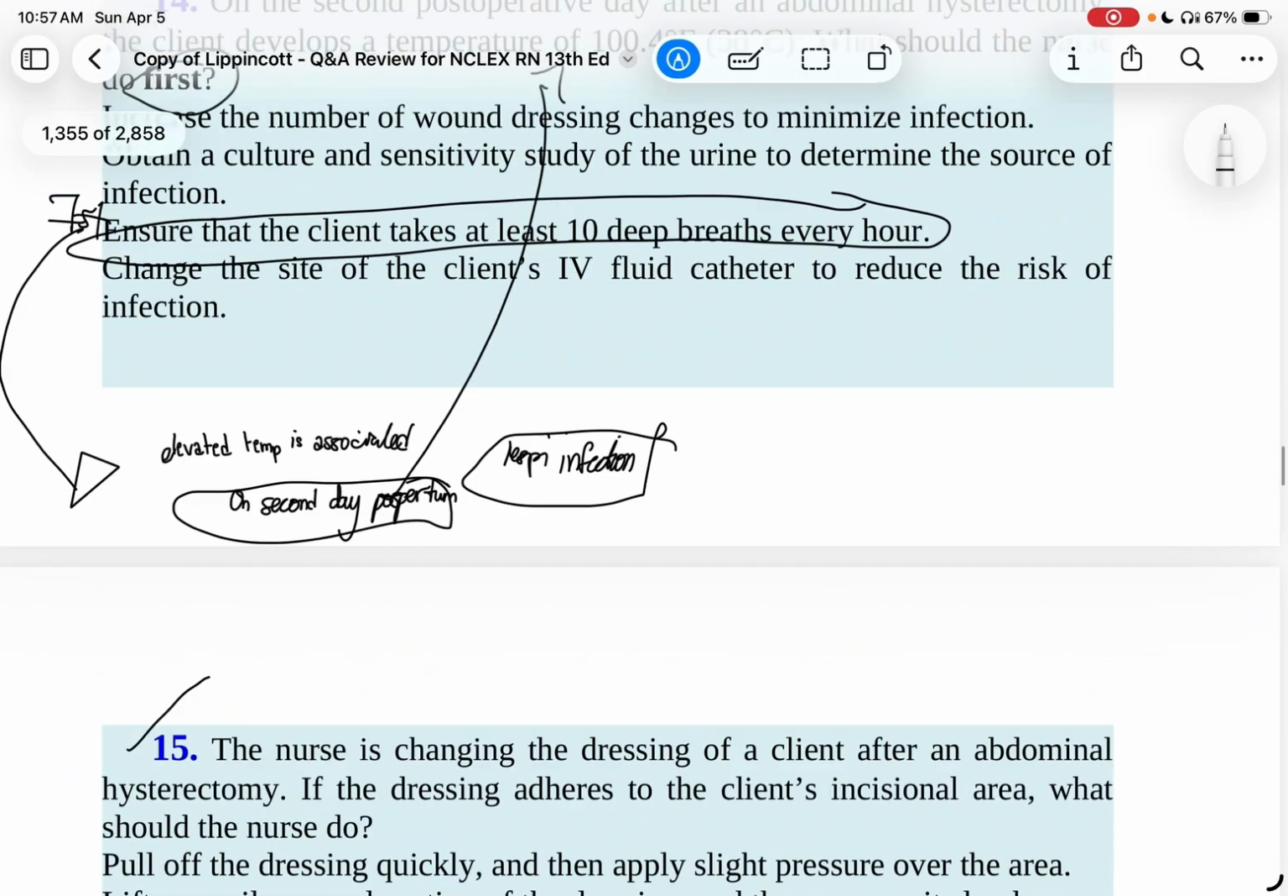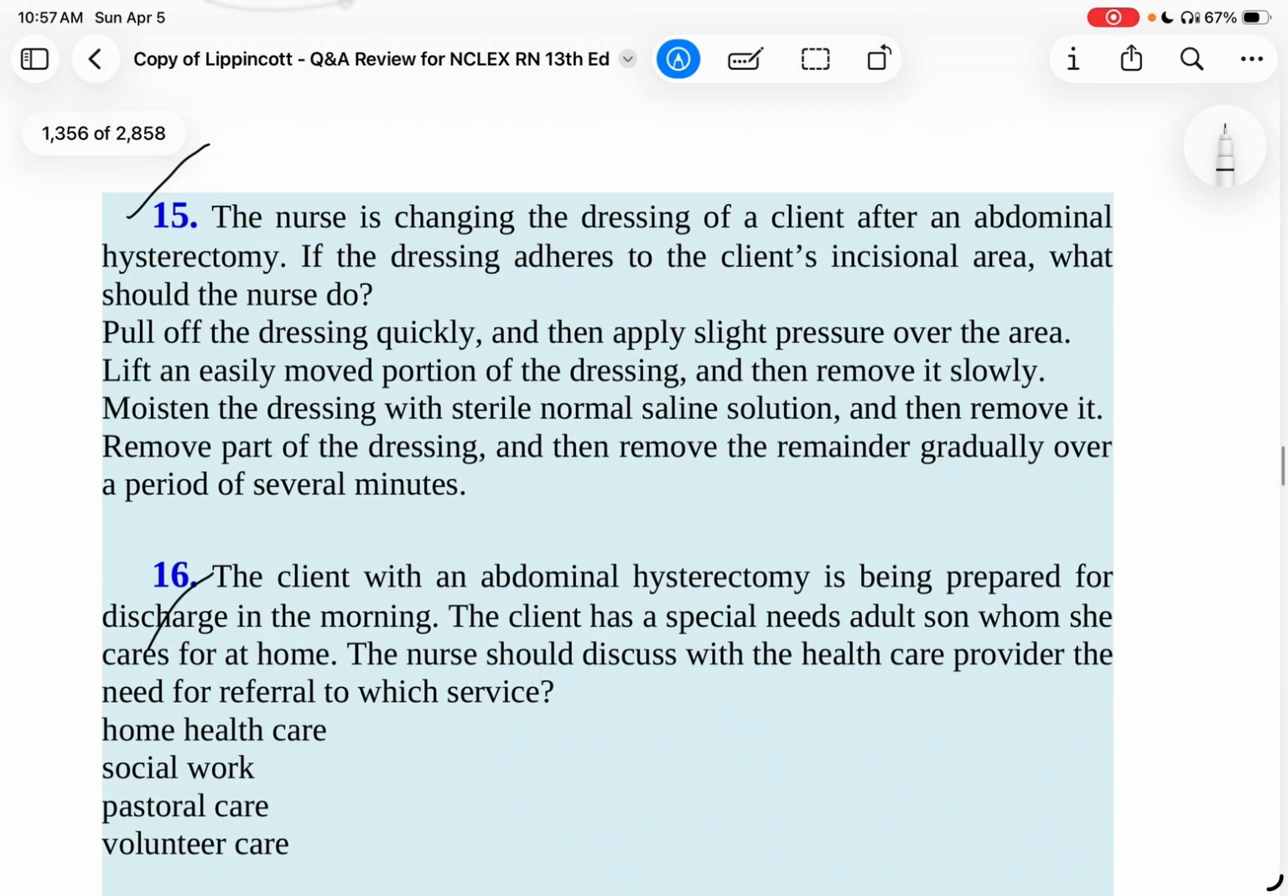The nurse is changing the dressing of a client after an abdominal hysterectomy. If the dressing adheres to the client's incisional area, what should the nurse do?